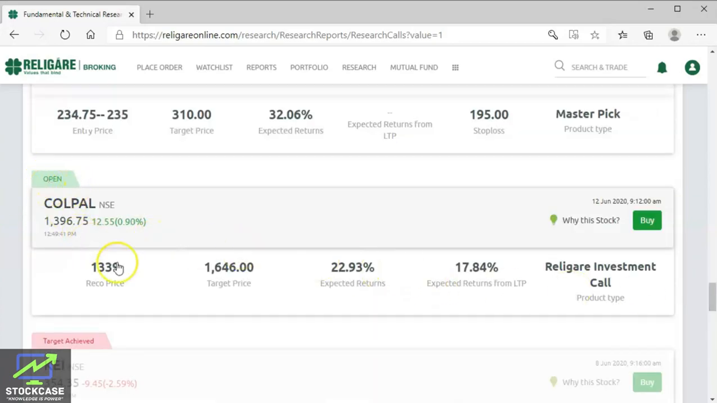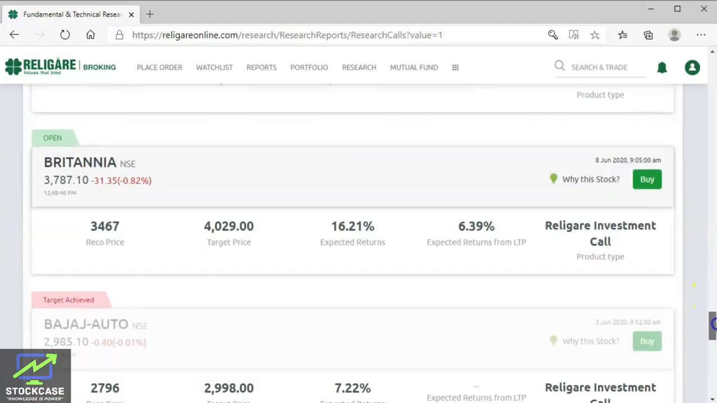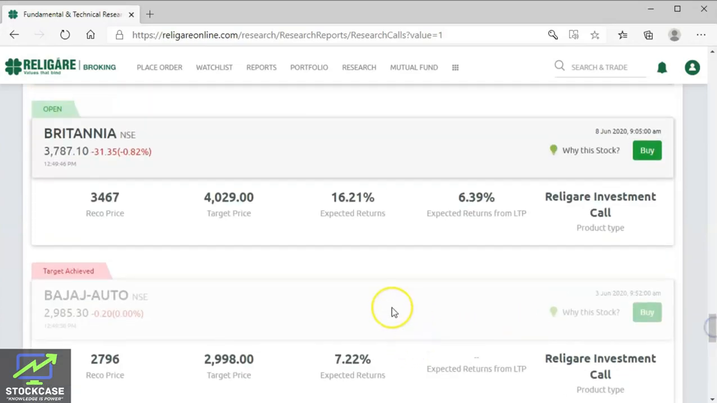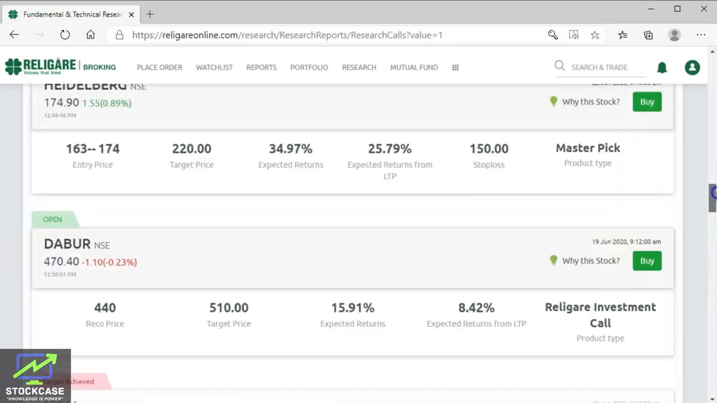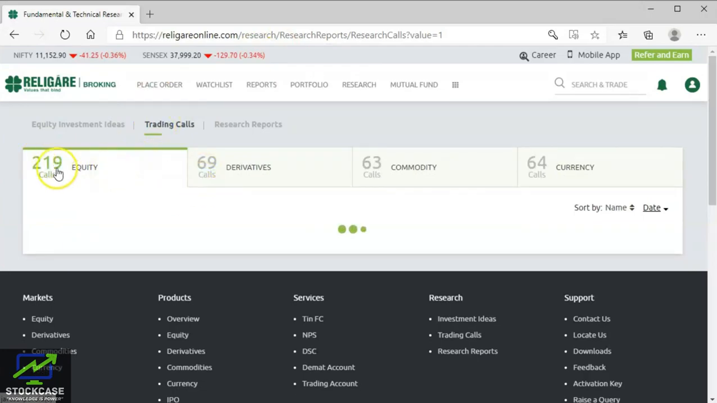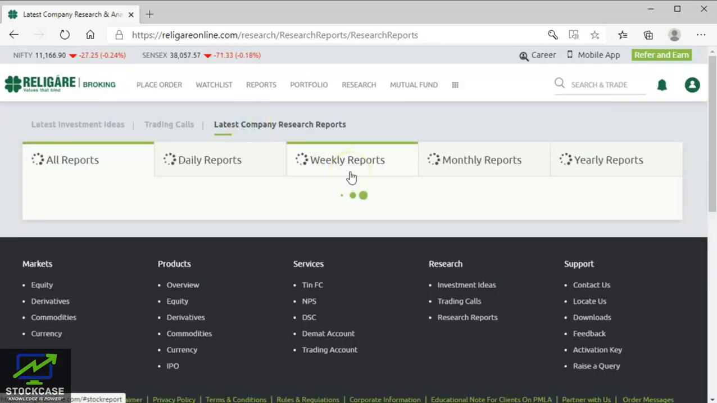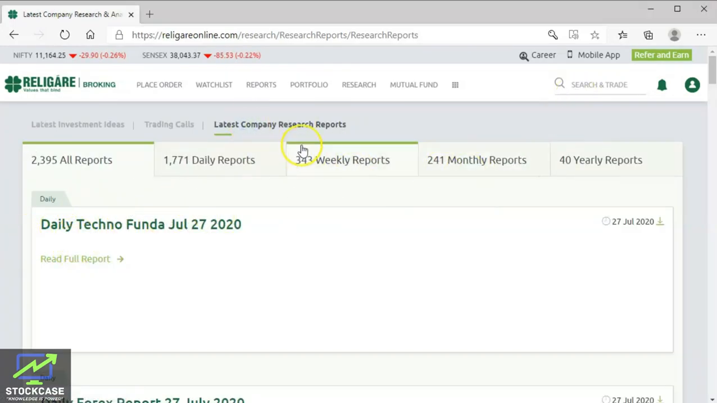Kolpal is still open. KEI Industries target achieved of 12%. Britannia still open and up by more than 9% since recommendation. And Bajaj Auto target achieved of 7%. Now so far we have seen the investment calls, but if you are an intraday trader, you will get intraday calls just by clicking on trading calls, including derivative, currency, commodity calls. Now as of today, 27 July, Hind Petro was recommended at a price of 234 and it is up by 2%. Now the price is 238.40. Target given is 244. Here you can see all research reports.